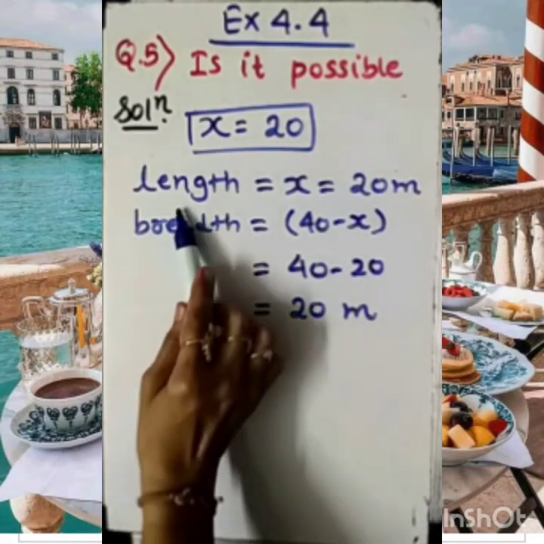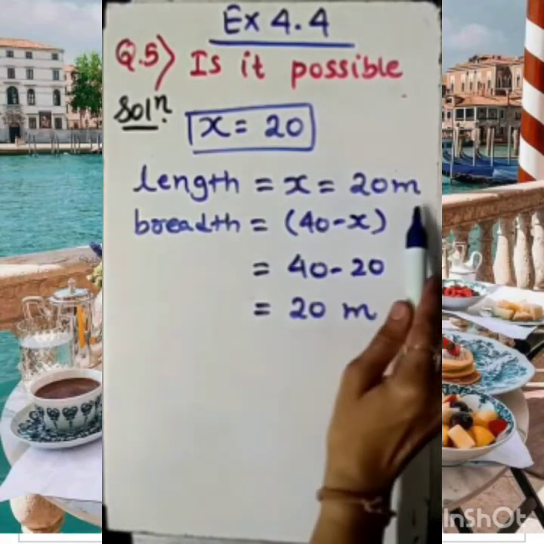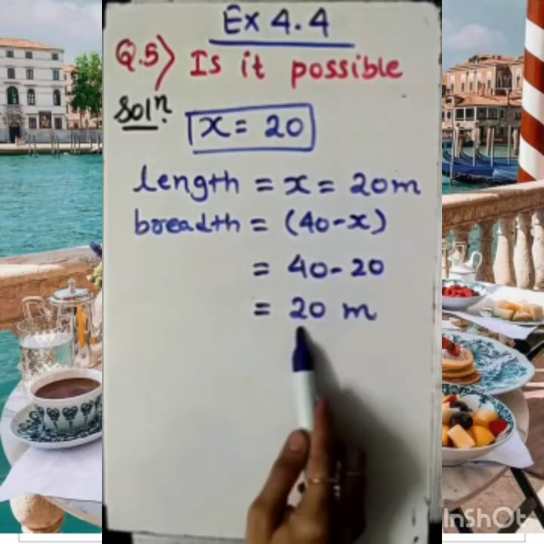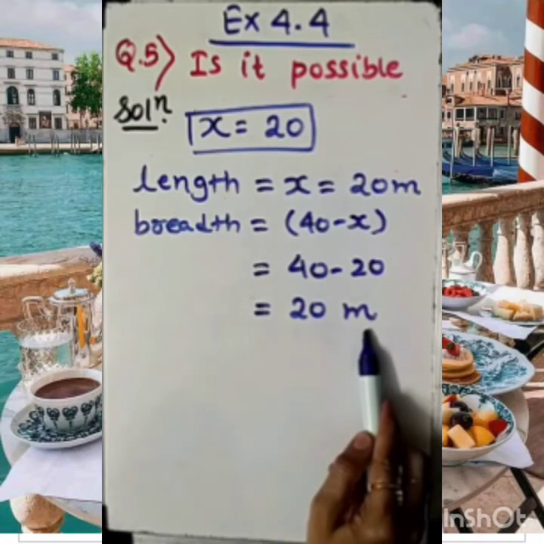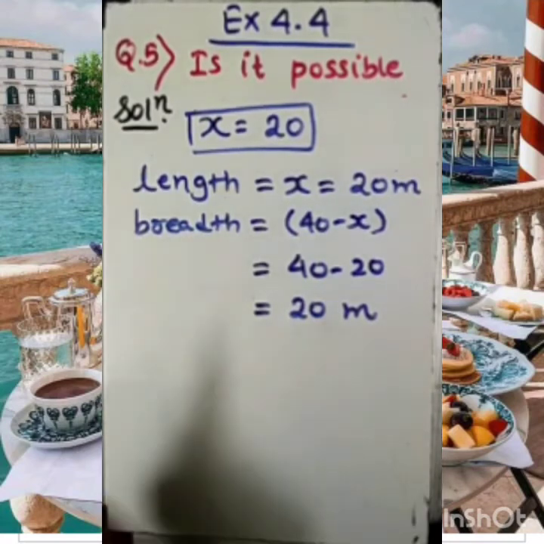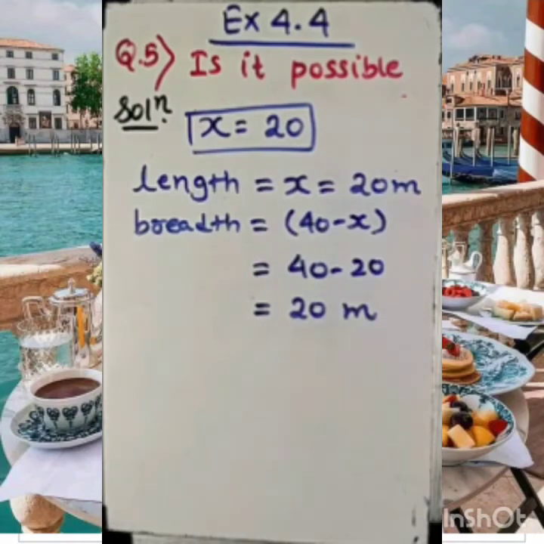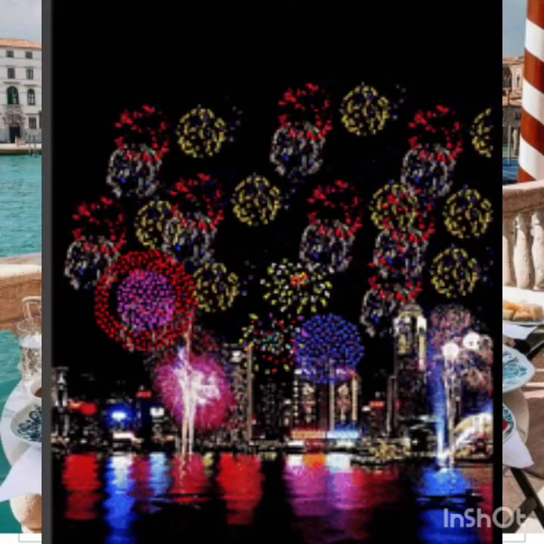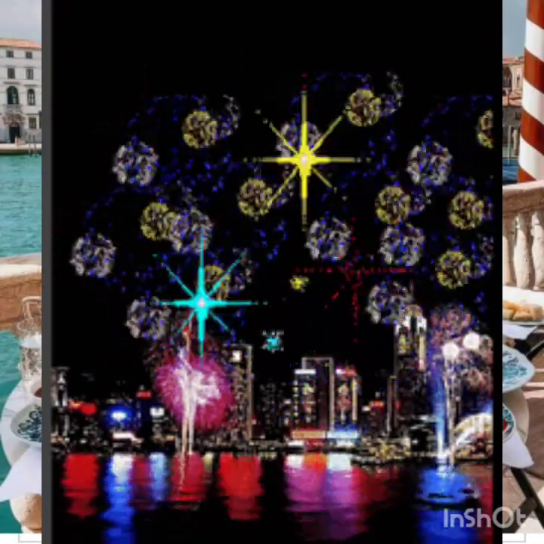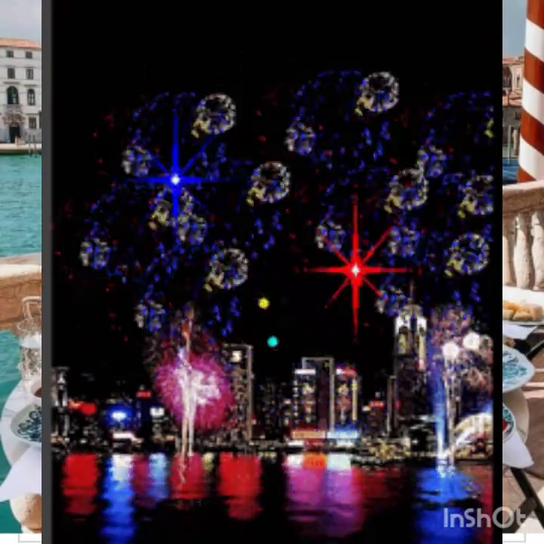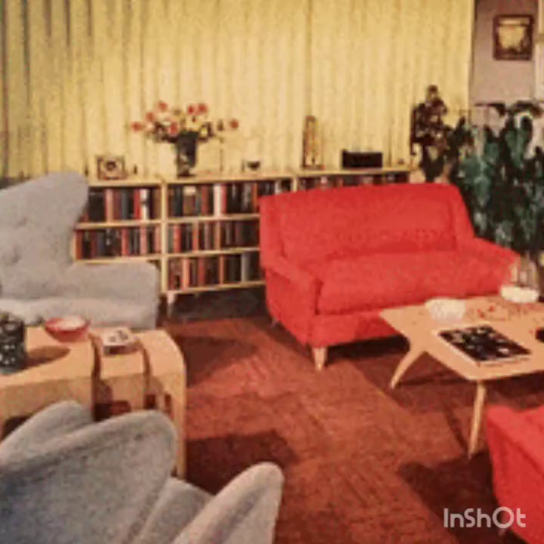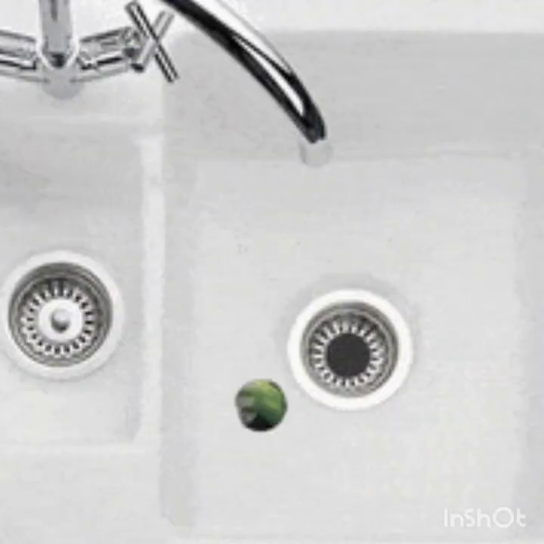See here, length is 20 meters, breadth is 40 minus x, so it is 40 minus 20, which comes to 20 meters. This is the breadth, which we had to find. This is the complete solution of question number 5. Here, in chapter number 4, Quadratic Equations, the final exercise, exercise 4.4, is complete. So practice all these questions nicely for better understanding.